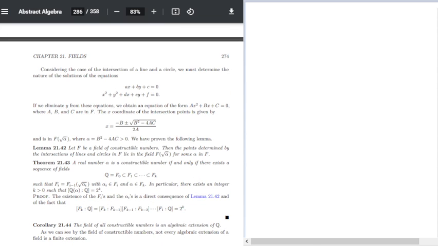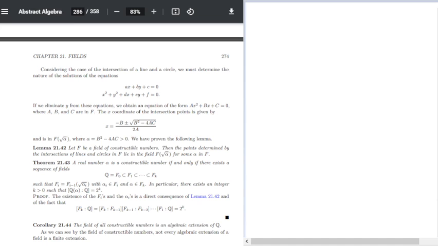Consider the case of the intersection of a line with a circle. We must determine the nature of the following solutions: ax plus by plus c equals 0, and x squared plus y squared plus dx plus ey plus f is equal to 0. If we eliminate y from these equations, we obtain an equation of the form ax squared plus bx plus c equals 0, where a, b, and c are in F.